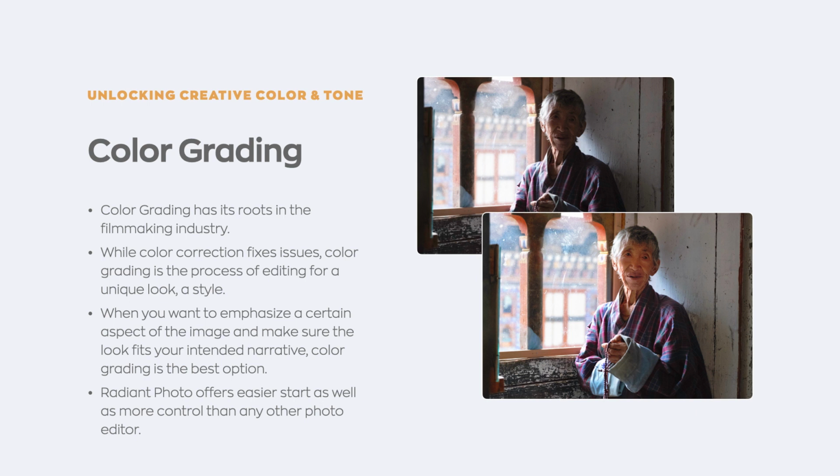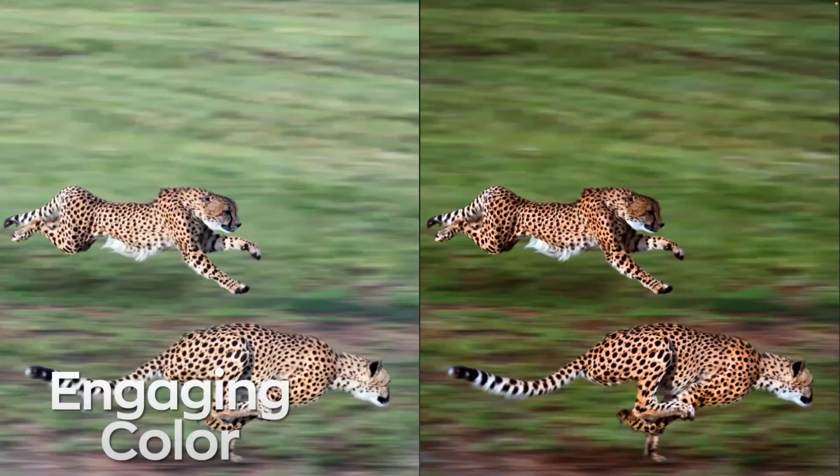And what it's here for is so that you could do the color correction with the detailed editing tools or the quick edit tools. This is where you fix issues with exposure, color, and tone. But color grading is where you go for a unique look or a style. When you want to emphasize certain aspects of the image to make it fit for the narrative purposes, to really bring it to life. So what you're going to see here with color grading is the ability to enhance.